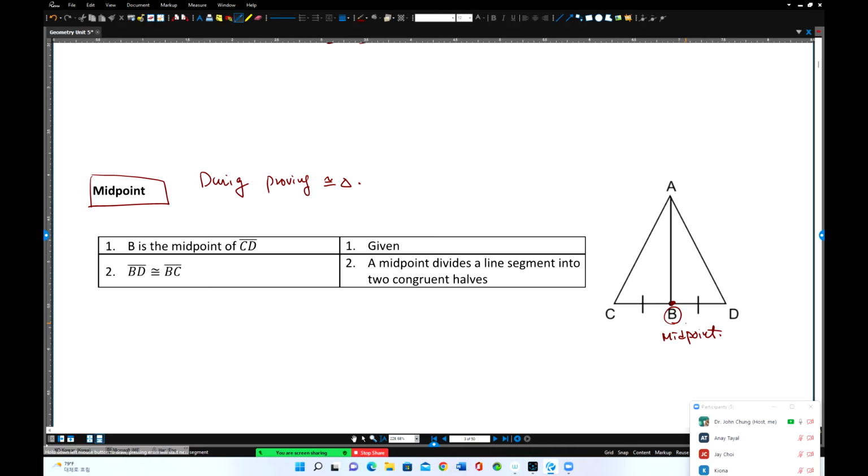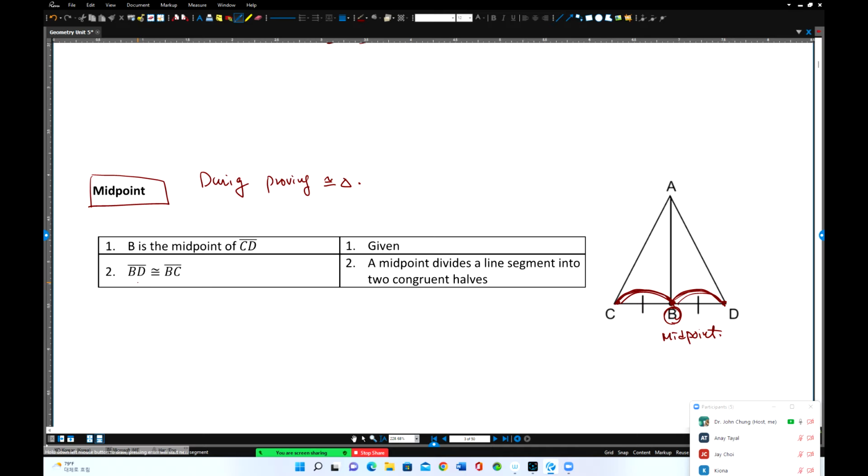From this given, what conclusion can you make? Yeah, midpoint: left hand side, right hand side, the 2 lines are equal in measure, right? So BD congruent BC, right? We start from BD, BC. That is better. Or you can use CB, BD, is okay too. But much better is we start B to the left, BC, B to the right, BD. That is better, okay?